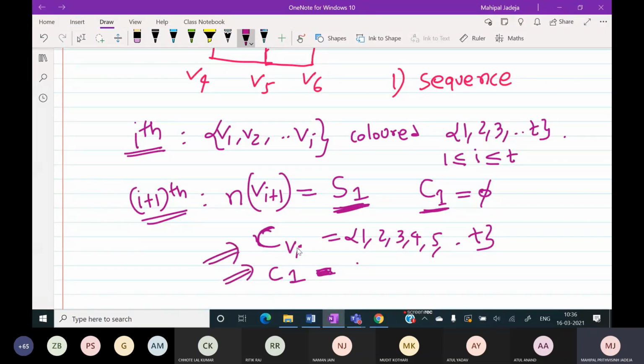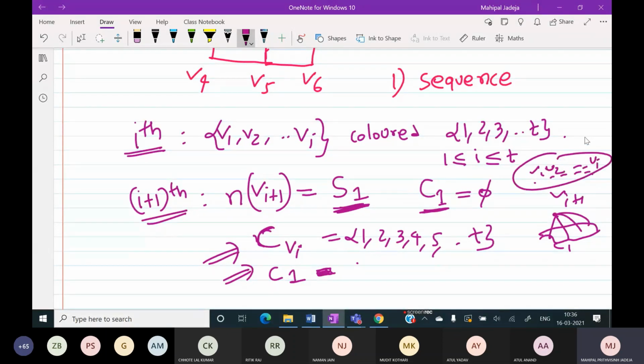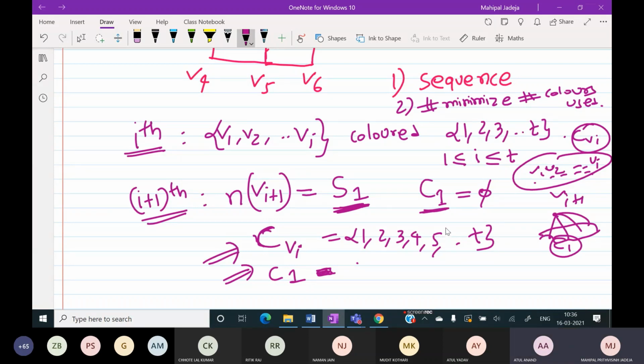Now with respect to these two sets, what is the criteria? That is, what is the constraint now? I have to color Vi plus 1, and the set corresponding to its neighbors is C1, and what you have used so far, meaning you have colored V1, V2, V3 and all of them up to here, is this set CVI. So what will the constraint be? And again, the objective is to minimize the total number of colors used. You want to color Vi plus 1.